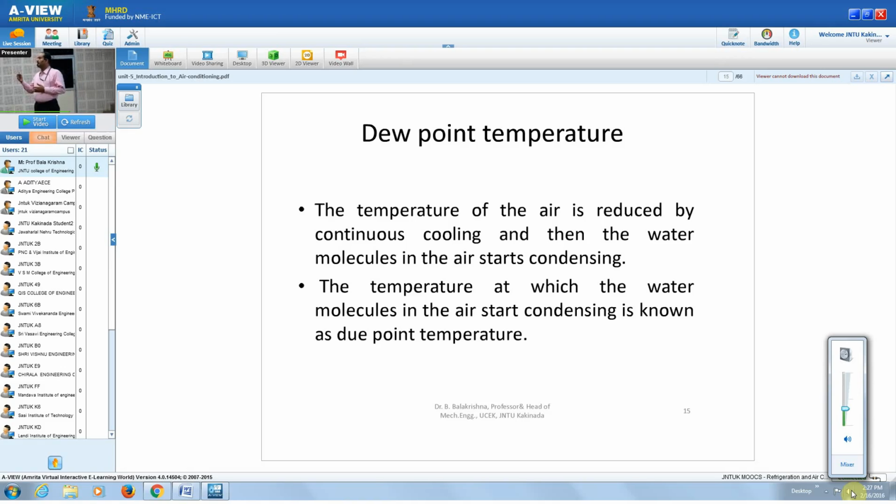If you cool air continuously, what happens? The air again starts to condense into water. At what temperature does the water become ice? 0 degrees generally. Or if you want to get steam, then you have to boil the water at 100 degrees centigrade, and if this water is continuously cooled, then it starts condensing drop by drop. Condensing means totally it is condensed. That point is called the dew point temperature.